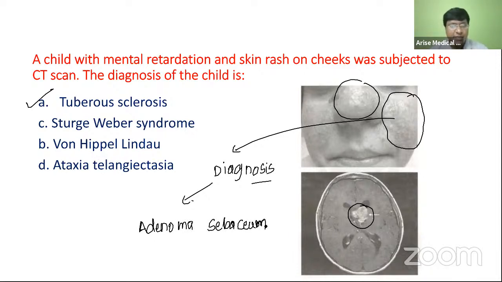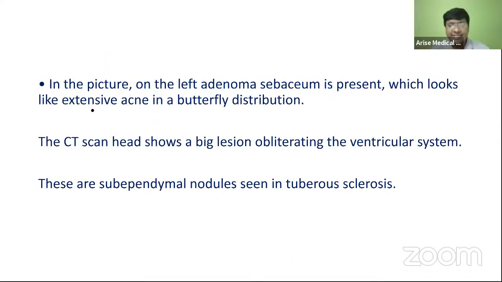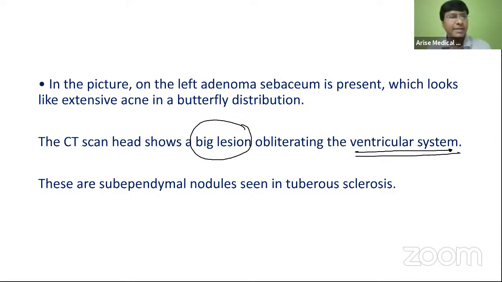So adenoma sebaceum, right? Very good, Monica Swami. So adenoma sebaceum, where is that you will have classically? You will have this in patients with tuberous sclerosis, right? And the CT scan is showing a big lesion. That particular big lesion is obliterating the ventricular system.